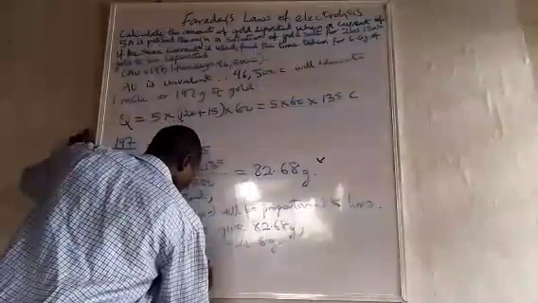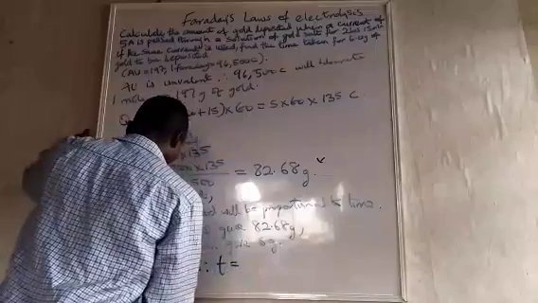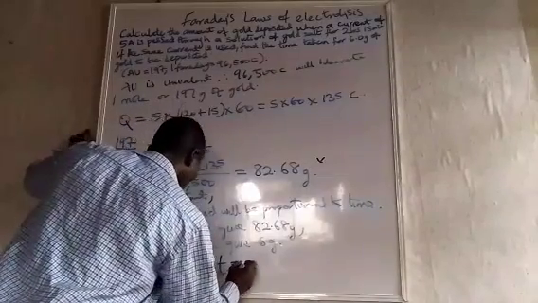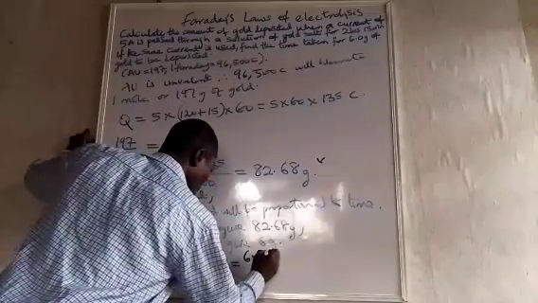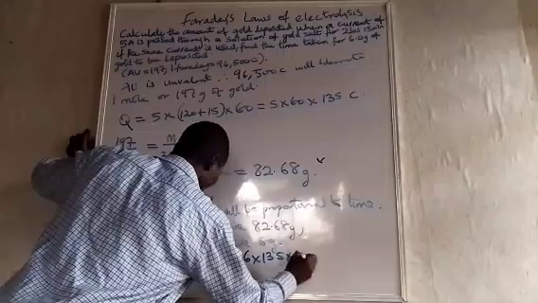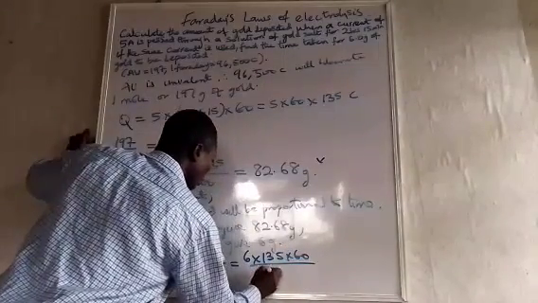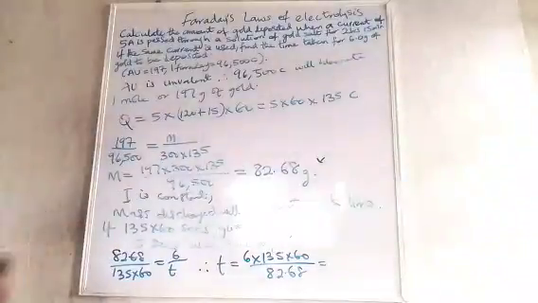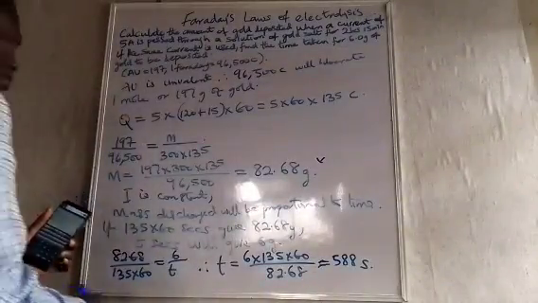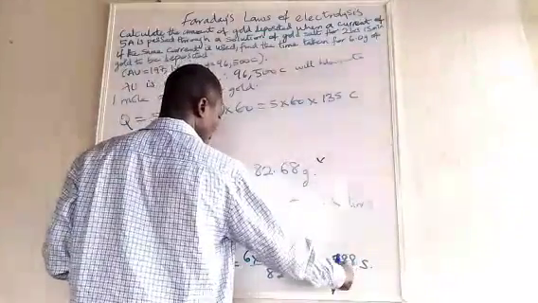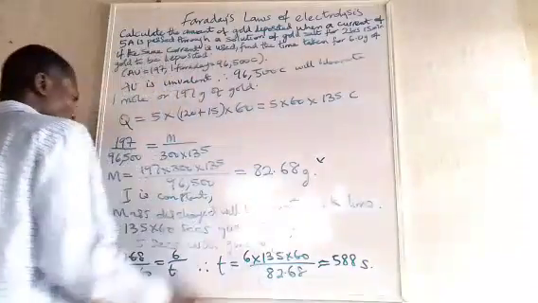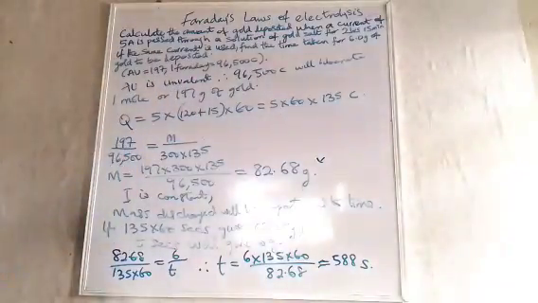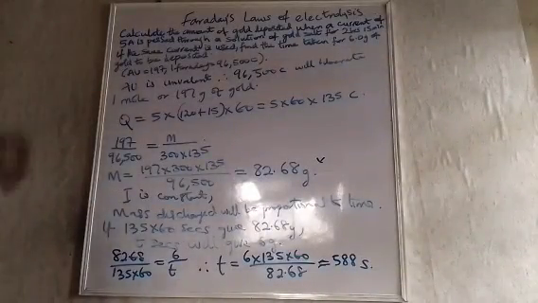So T will be equal to 6 times 135 times 60 over 82.68. Let's see what that gives. So this gives us approximately 588 seconds. Almost 10 minutes. But I'd rather we stick to this: 588 seconds.